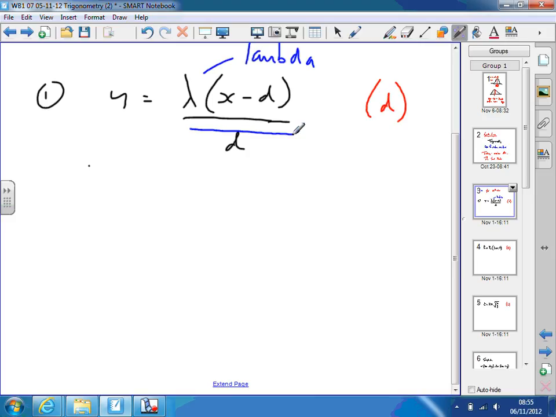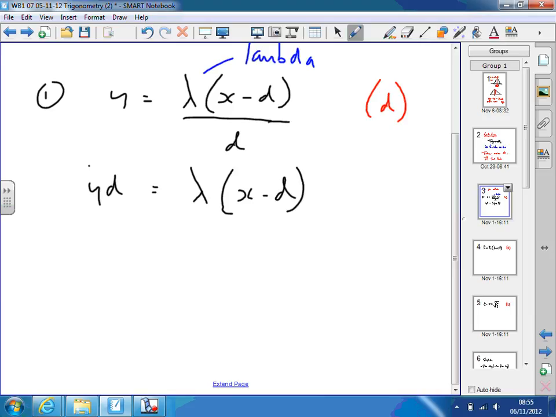If I multiply both sides by D, the right-hand side will look like YD, Y times D. And then that equals lambda x minus D. And because I've multiplied by D, the divide by D disappears. So I'm just left with that. Okay. Focusing on this. Now, I've got a choice. I can go two ways from here.